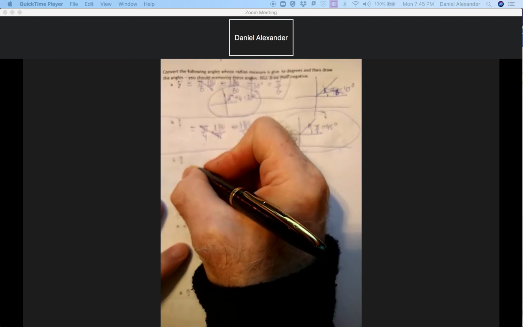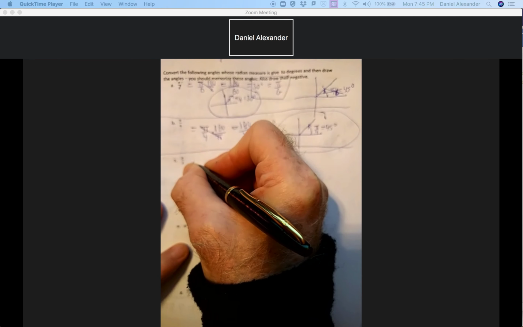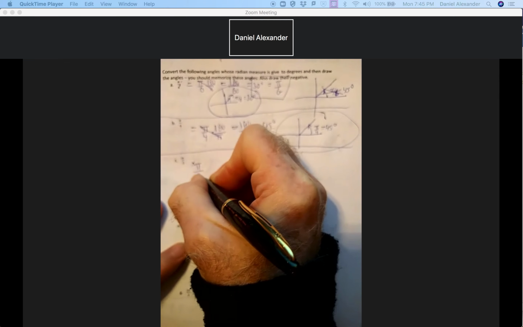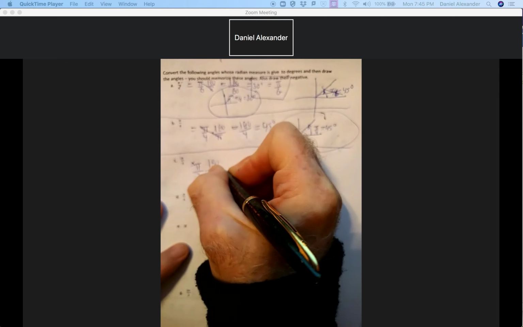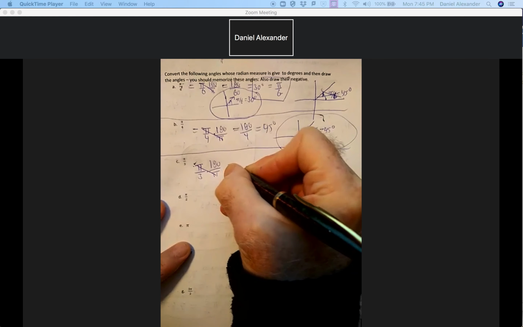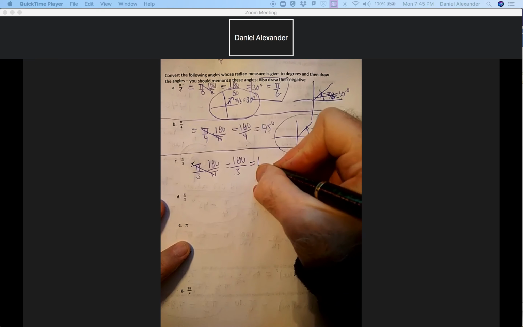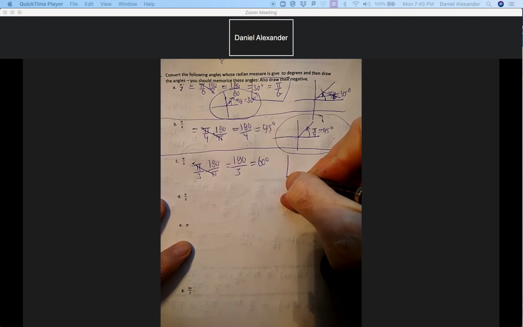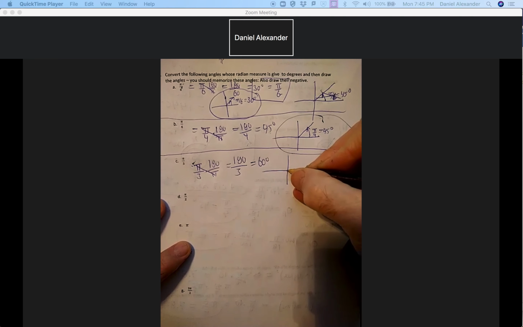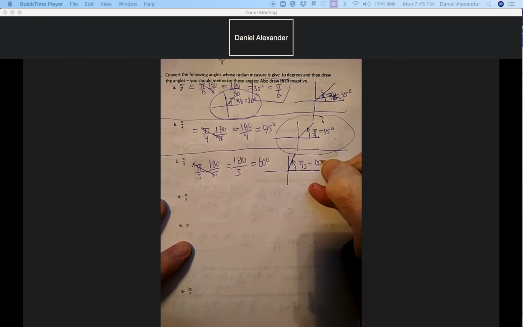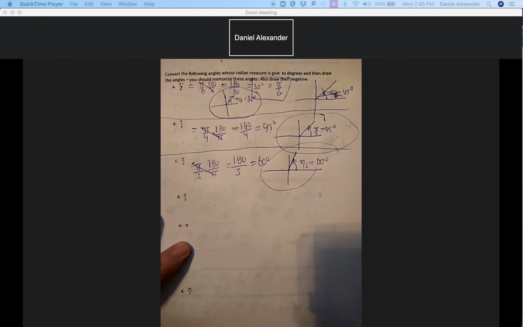So the same thing here, pi over 3. Our angle is going to be pi over 3 times 180 over pi. Those cancel, you get 180 over 3. That's 60 degrees. So that's going to be a little bit into the first quadrant to here. That's not a very good picture, but you get the idea. Pi over 3, same as 60 degrees.